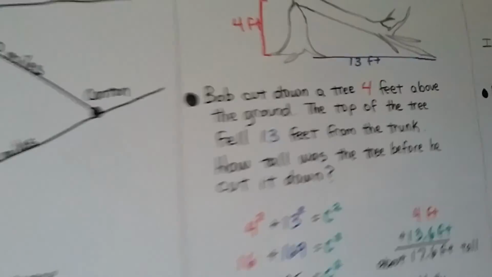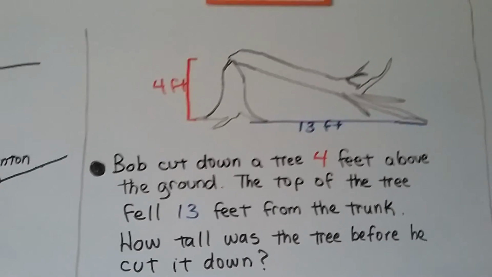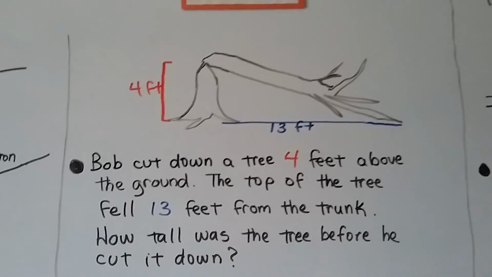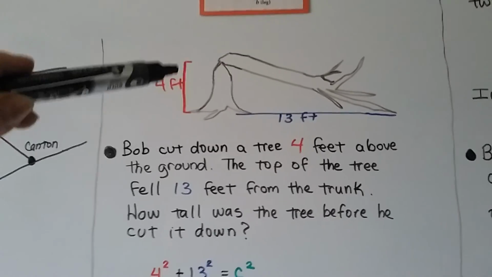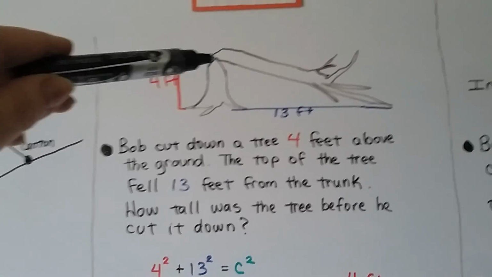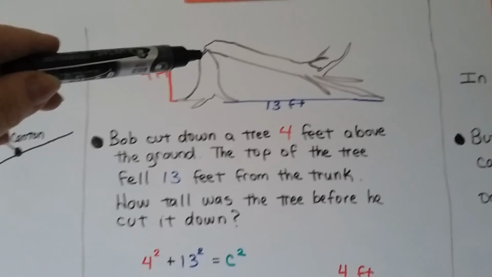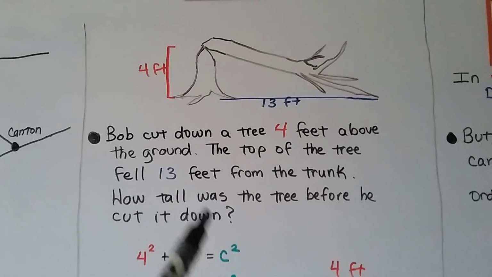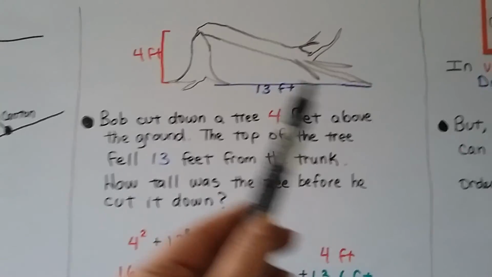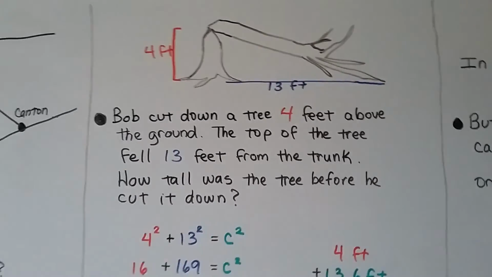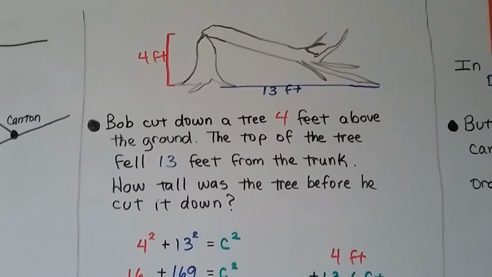Now here's one that's pretty interesting. We have a tree that was cut down. Bob cut down a tree. It was dead. It needed to go. Okay? So he cut it down 4 feet above the ground. So he cut it right here at 4 feet up. The top of the tree fell 13 feet from the trunk and hit the ground right here. So it's on an angle. See that? How tall was the tree before he cut it down?